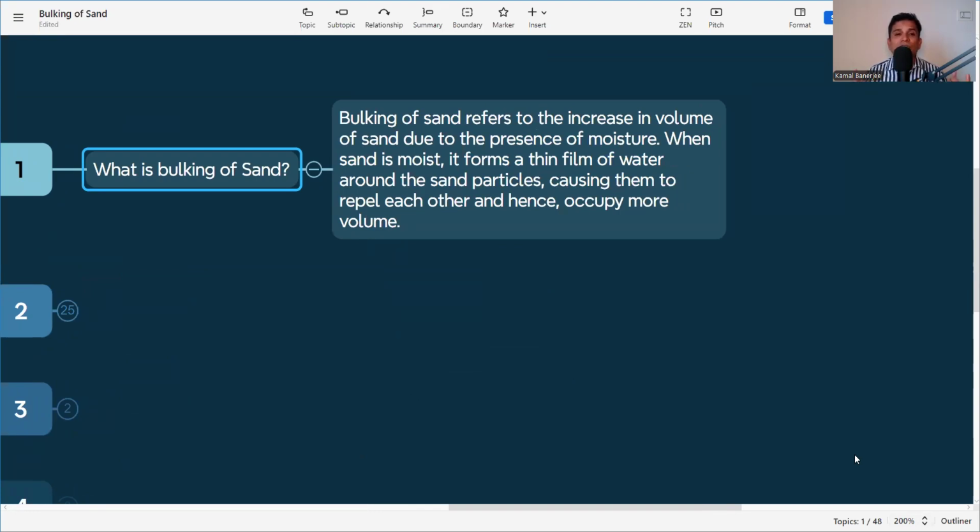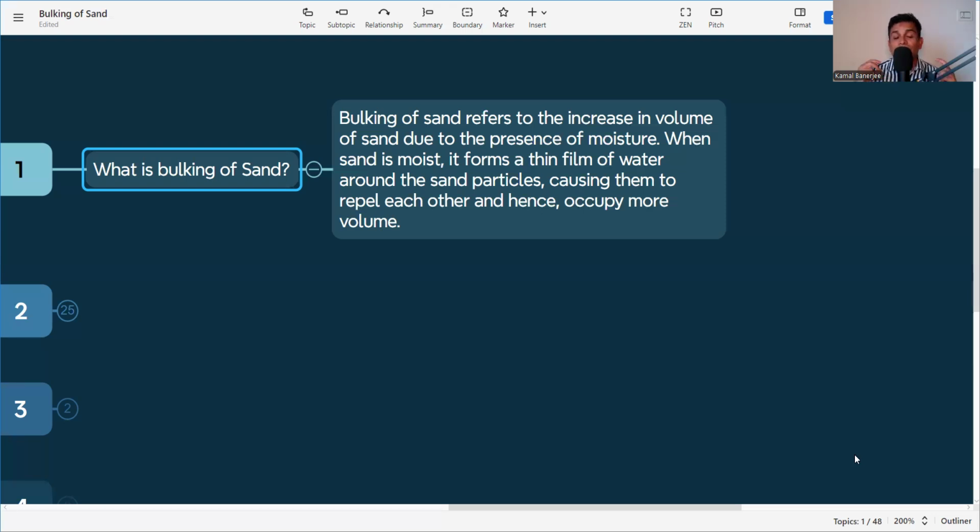Why? When sand is moist, it forms a thin film of water around the sand particles, causing them to repel each other. So what is happening whenever the sand is taking moisture? A thin layer of film is created around the sand particles, and every sand particle has the same charge, so there is a repelling effect. Whenever these two come together, they repel each other. So the distance between the two particles becomes more, and cumulatively the overall volume of the sand increases.